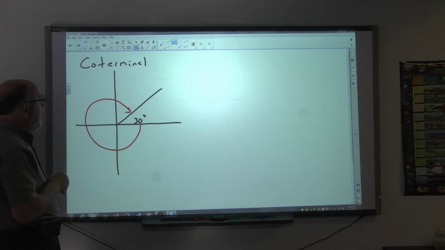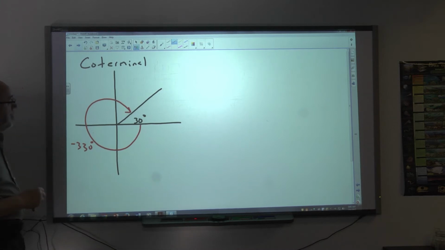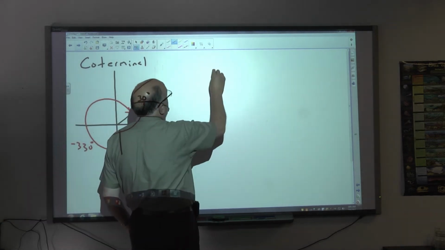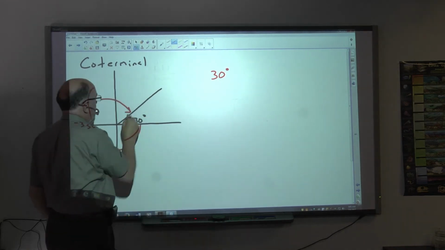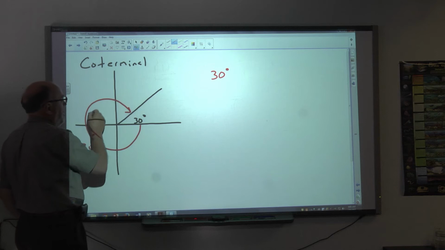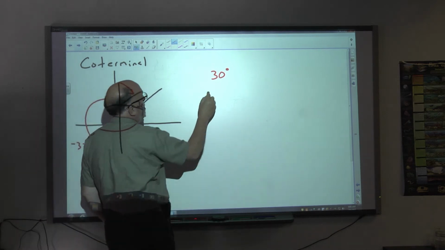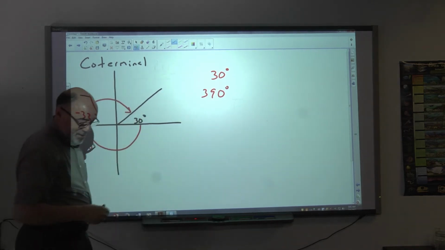And so that angle would be negative 330 degrees. So we also end up there. And so if I start out with 30 degrees and I ask what angles can I use to get to the same spot? Well, 30 is here. But if I go around again, 390, I'm also in the same spot.